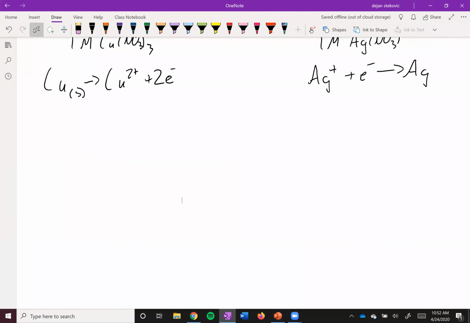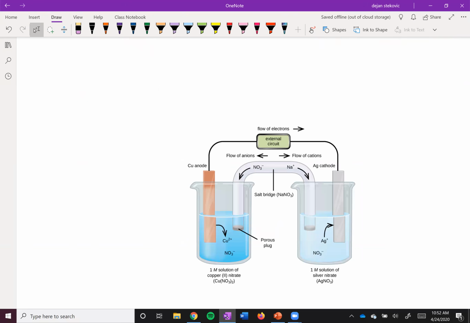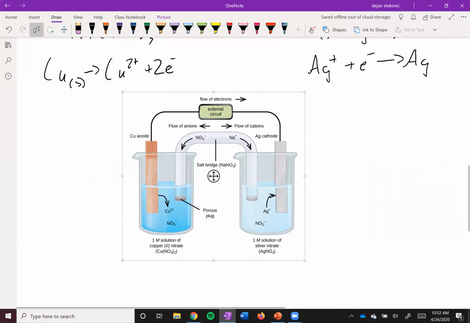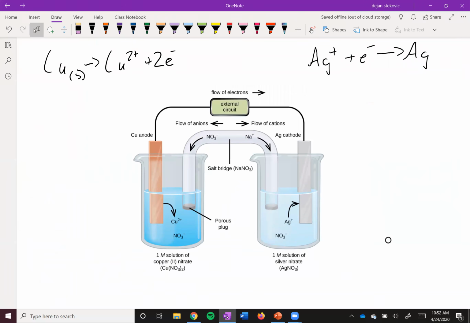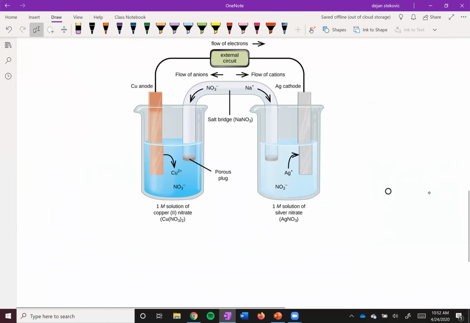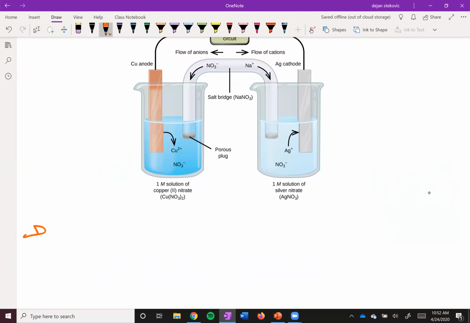So here's the same picture I drew, just from your book. It has all the same components. But it's all about separating the spontaneous reaction and putting some kind of circuit that can do work in the middle. And that's what's known as a voltaic or galvanic cell.